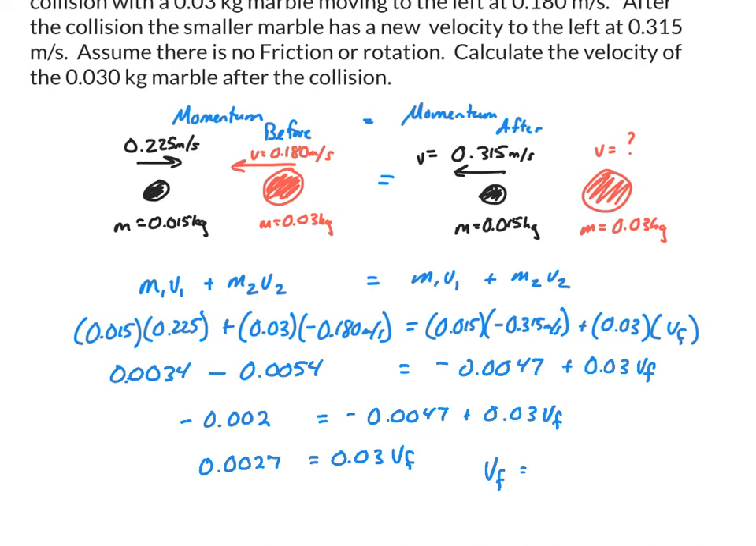So in this case, the final velocity of the larger ball is going to end up being about 0.09 meters per second, and it's moving in the positive direction or to the right.